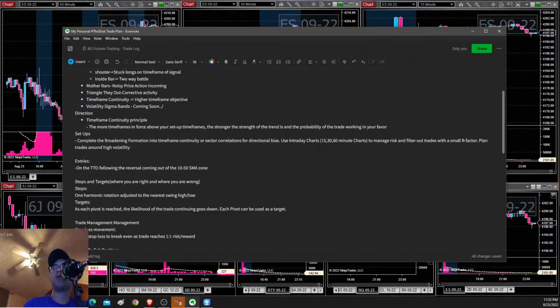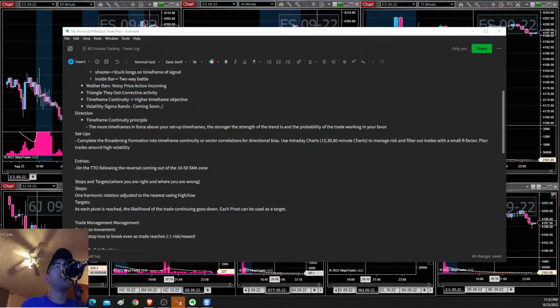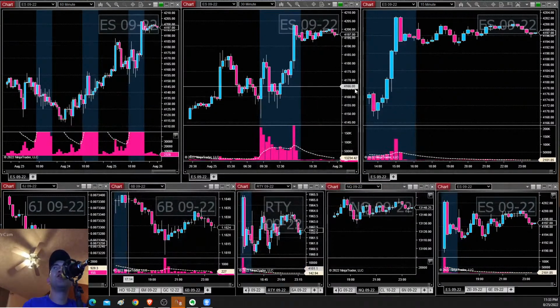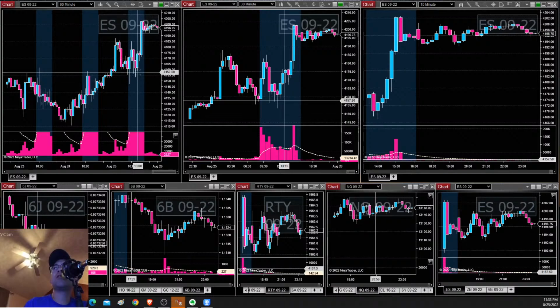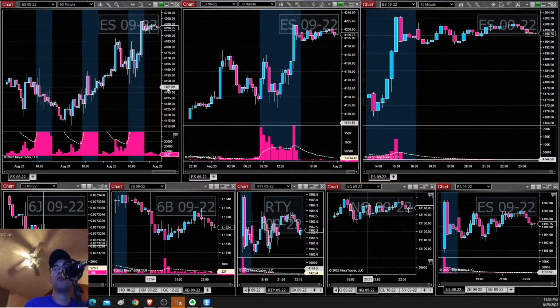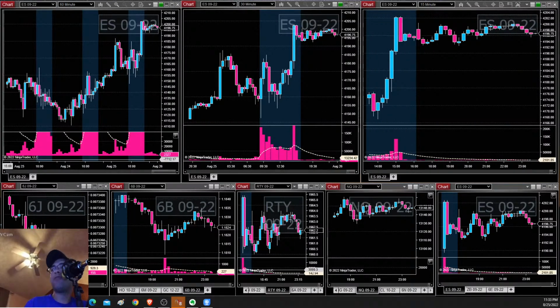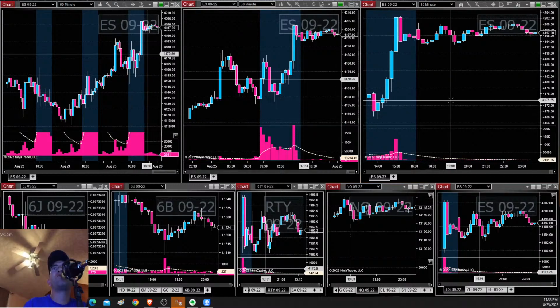Okay. In the Strat, our setup is the broadening formation. That is our number one goal in any trade using the Strat, is to complete the broadening formation. So what does that mean? A broadening formation is when we take out the high of a range and when we take out the low of a range, or when we take out the low of a range and then come back and take out the high. That is a broadening formation.